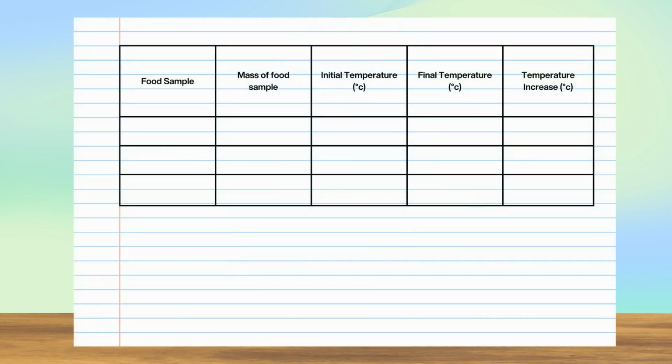Now it is time for our analysis. Draw a table in your lab books, which allows you to record the mass, the initial temperature, and the final temperature for each food sample. Fill this in as you conduct the experiment. Once we have recorded the initial and final temperature for each food sample, we can calculate the temperature increase by subtracting the initial temperature from the final temperature.